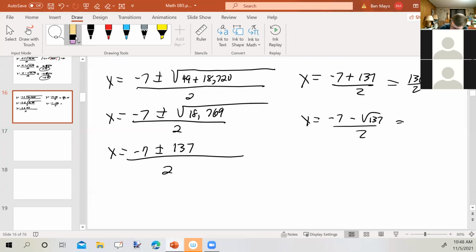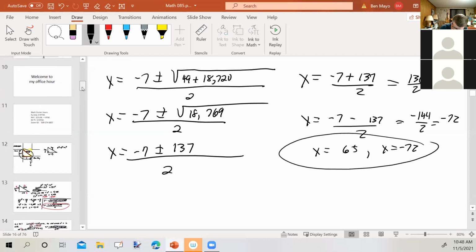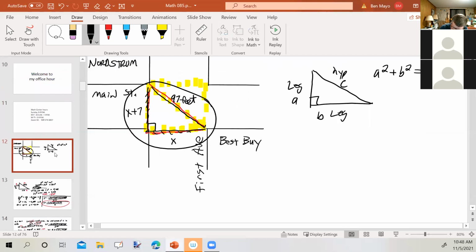-7, oops, this should not be a square root, okay. Minus 137 would be what? -144 over 2, which is -72. So x is 65, x is -72. Those are the two solutions to the quadratic formula. But now let's take those and go back to the actual problem. So we had x is 65, x is -72.